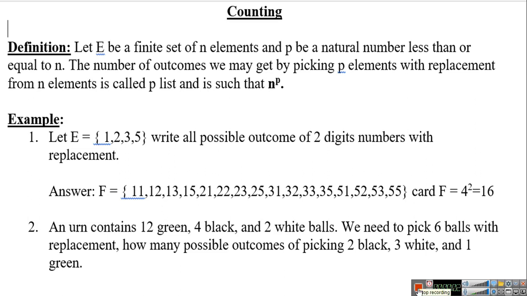Hi students, we're going to start with probability, the first part being counting, and next week we'll do the probability itself. So we have two parts. First of all, you must understand counting well.